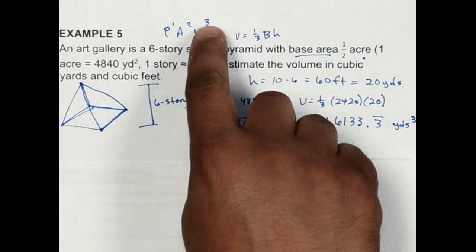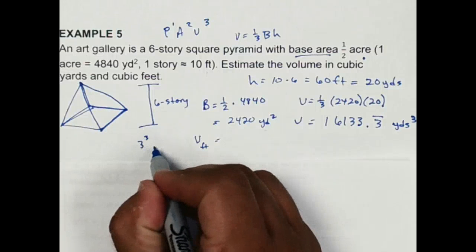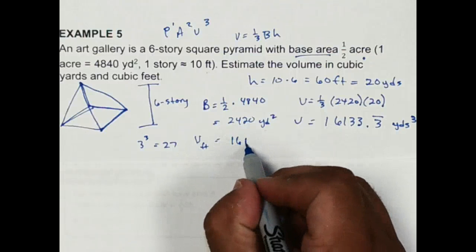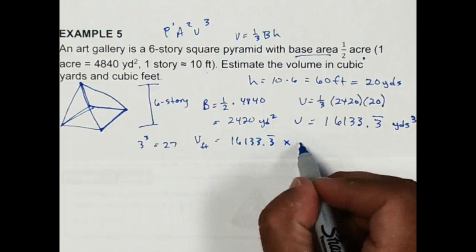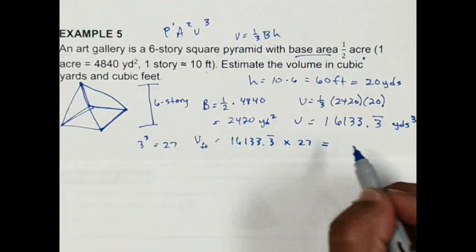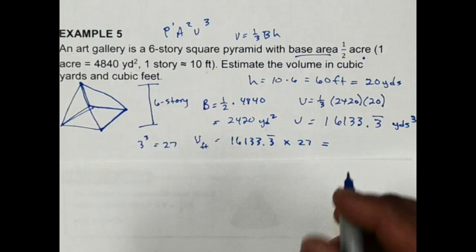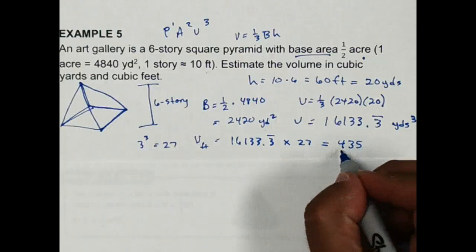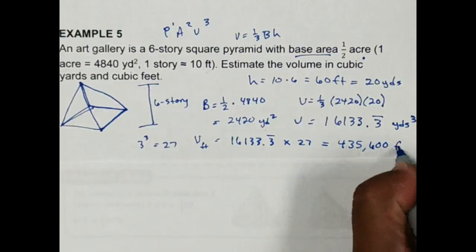Since it's cubed, I'm going to do 3 times 3 times 3. So my scale factor, if you want to think of it that way, is actually going to be 3 to the third power, which is 27. So I'm going to take this 16,133 and a third, and multiply that by 27 to get my volume in cubic feet. Putting that in the calculator, I get 435,600 cubic feet.